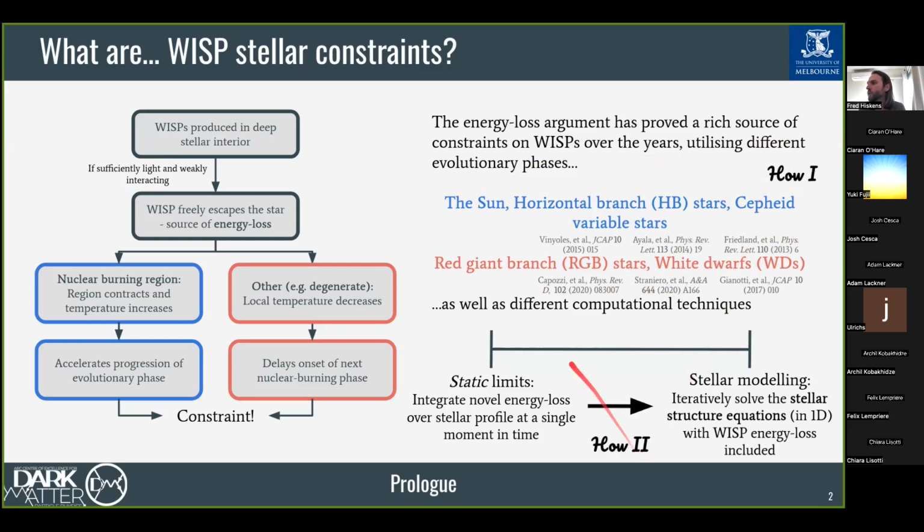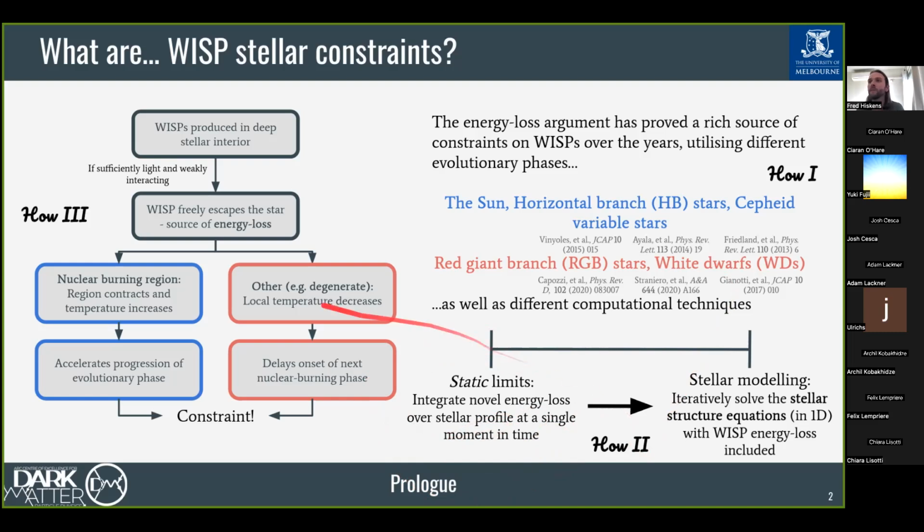The second way is to note that there are some bounds out there which are currently only static and would stand to potentially increase quite a lot if you bothered to go back through and do it with stellar modeling. In particular, this is relevant for dark photons, which have typically in the past only really been afforded the static treatment. And we'll see this taking place in part 2.